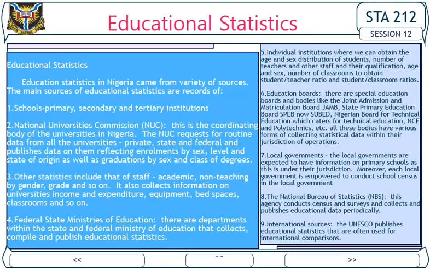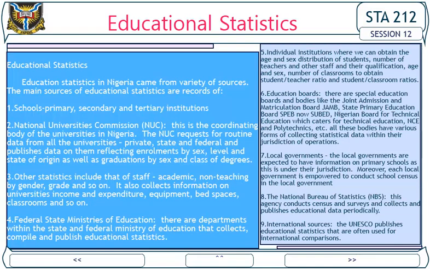Education statistics in Nigeria come from a variety of sources. The main sources of educational statistics are records of: 1. Schools, primary, secondary, and tertiary institutions. 2. National Universities Commission, NUC. This is the coordinating body of the universities in Nigeria. The NUC requests routine data from all the universities, private, state, and federal, and publishes data on them reflecting enrollments by sex, level, and state of origin, as well as graduations by sex and class of degrees.